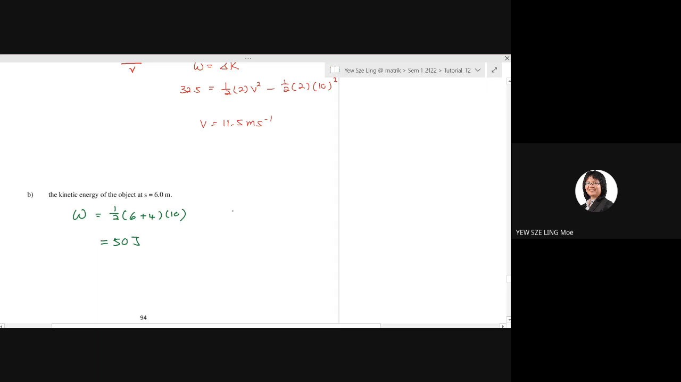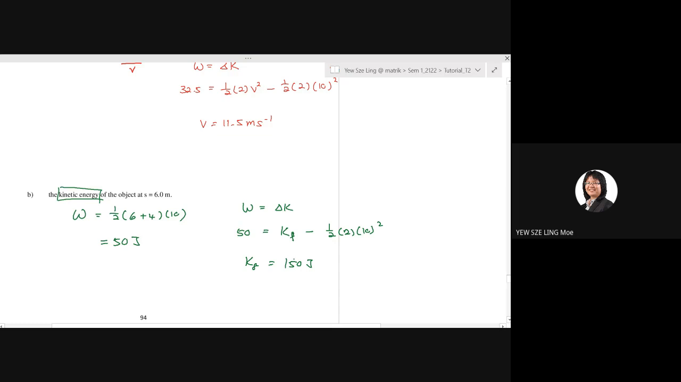So from here, we then apply the work energy theorem. But now the difference is because the question is asking for kinetic energy, so you don't calculate final velocity. Okay, so 50 equals to K final minus K initial, which is 1 over 2 times 10 squared. Okay, which is then equals to 150 joule.